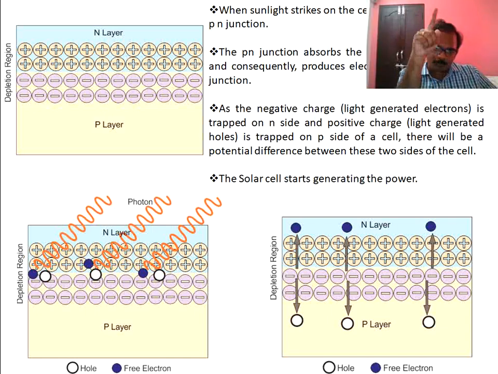The electrons will move upwards towards the N layer and the holes will move towards the P layer, as you can see in the third diagram. So all the positive charges will move towards the P layer and all the negative charges will move towards the N layer. Because of the separation of charges between the P layer and N layer, a potential difference is developed across the two sides of the cell, and the solar cell starts generating power.